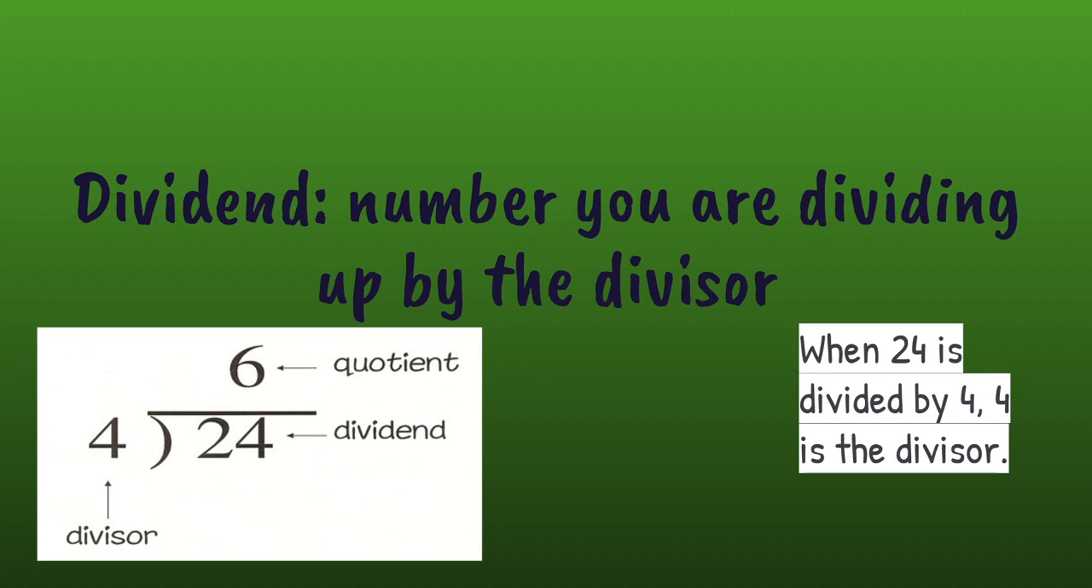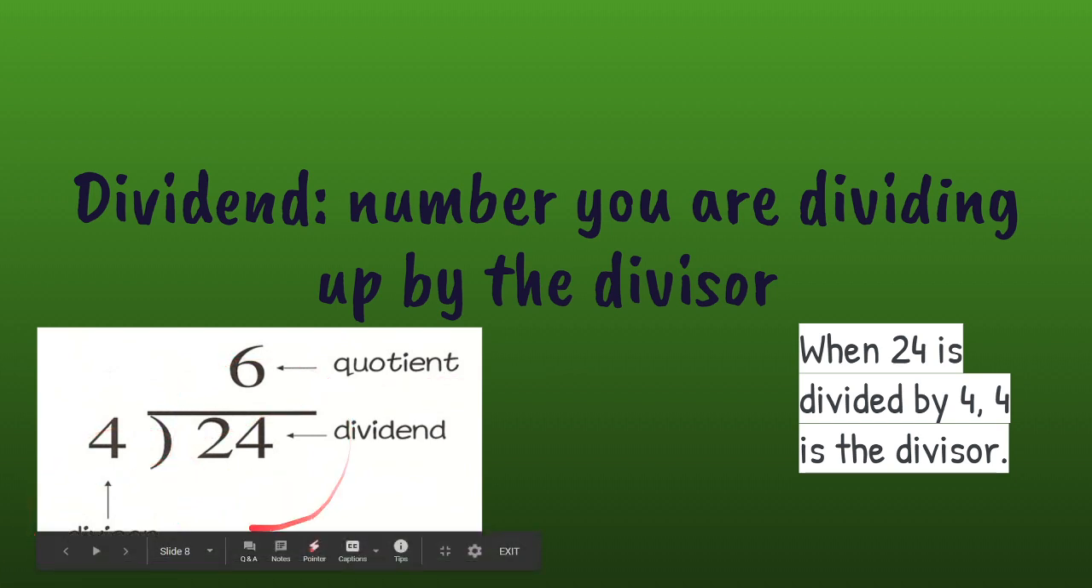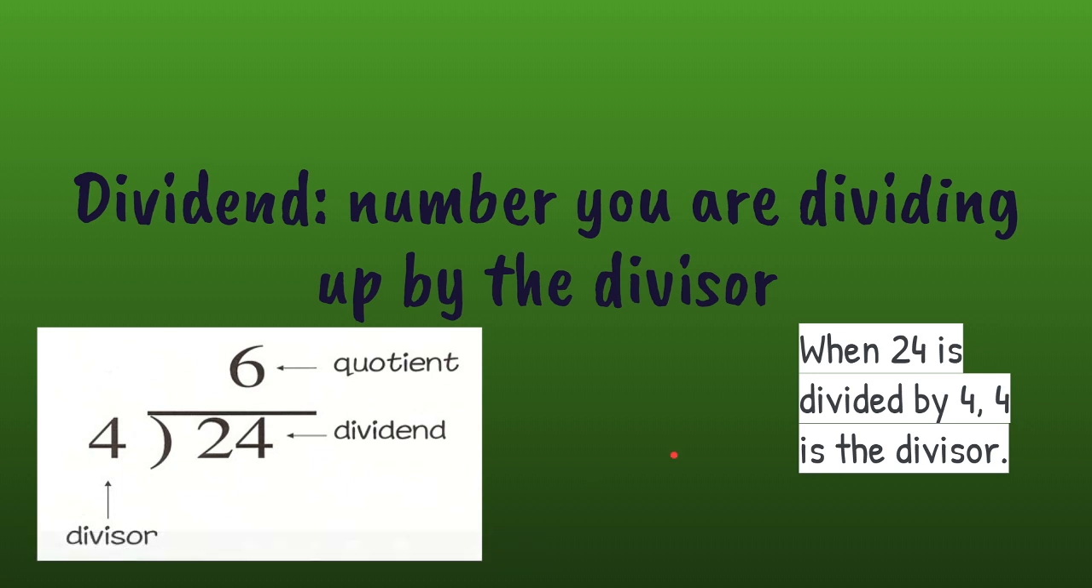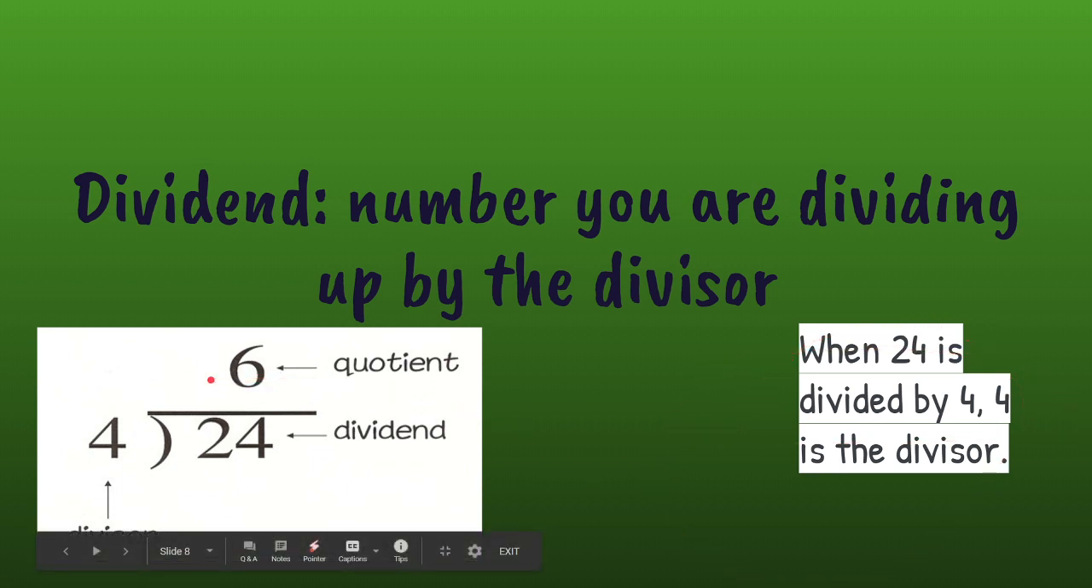That leads us into the dividend. The dividend is the number you are dividing up by the divisor. It's the number that the other number has to go into. In this case, 4 has to go into the number 24. Therefore, 24 is the dividend. So when 24 is divided by 4, 4 is the divisor. That's important to realize. So 4 is the divisor; however, 24 is the dividend.